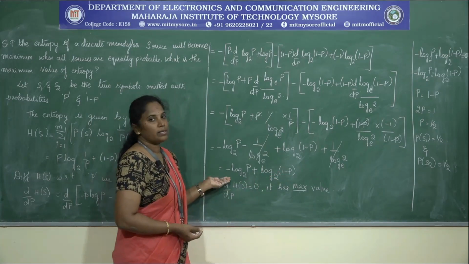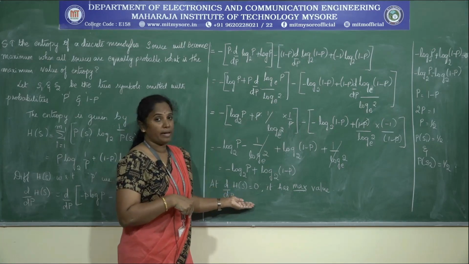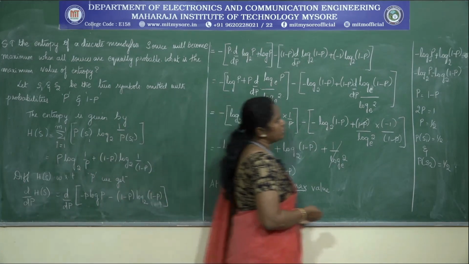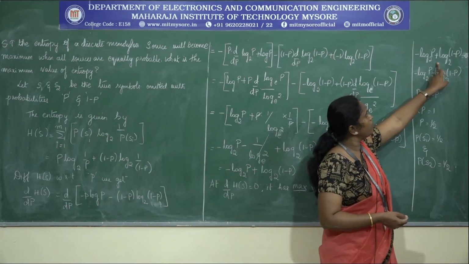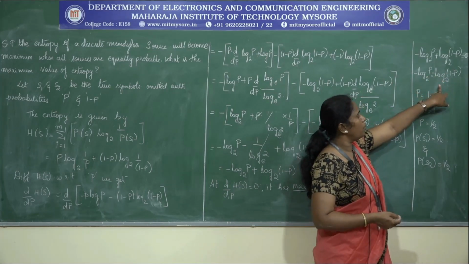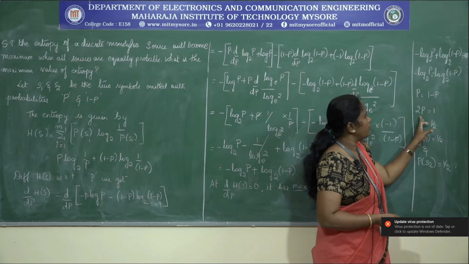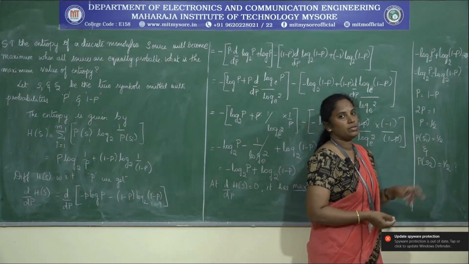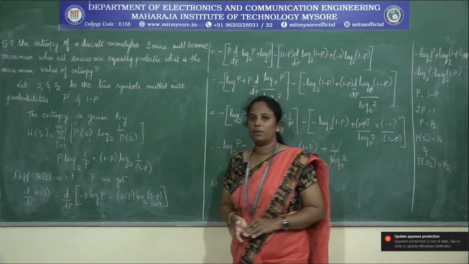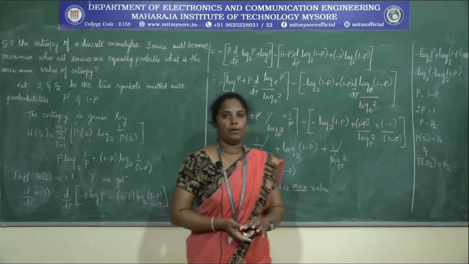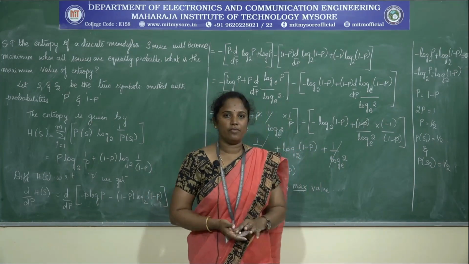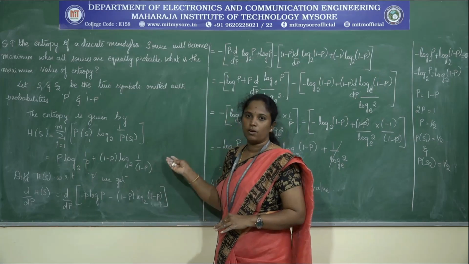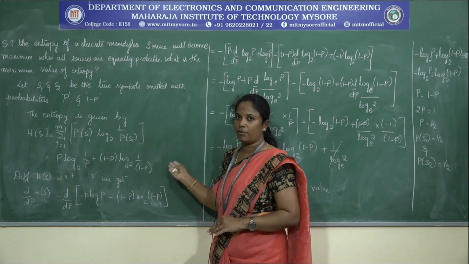So the entropy will be maximum only when the derivative of H of S is equal to 0. Considering that, after removing the log terms we get P equal to 1 minus P. After simplification we get 2P equal to 1, or P equal to 1 by 2. This means that only when the symbols are equiprobable will the entropy be maximum. That is, when P of S1 is equal to P of S2, the entropy will be maximum. That is what we needed to prove, or derive, from this problem statement.